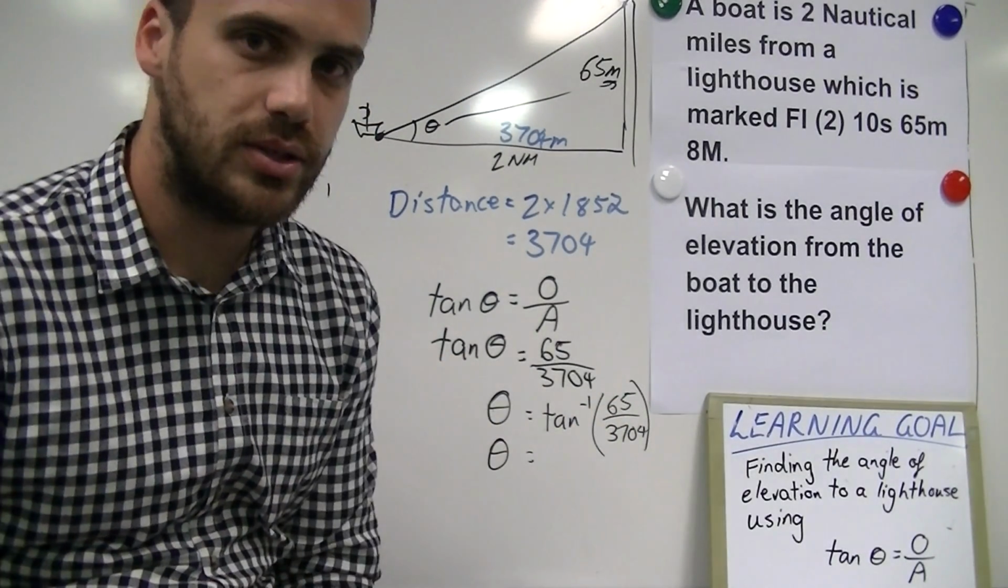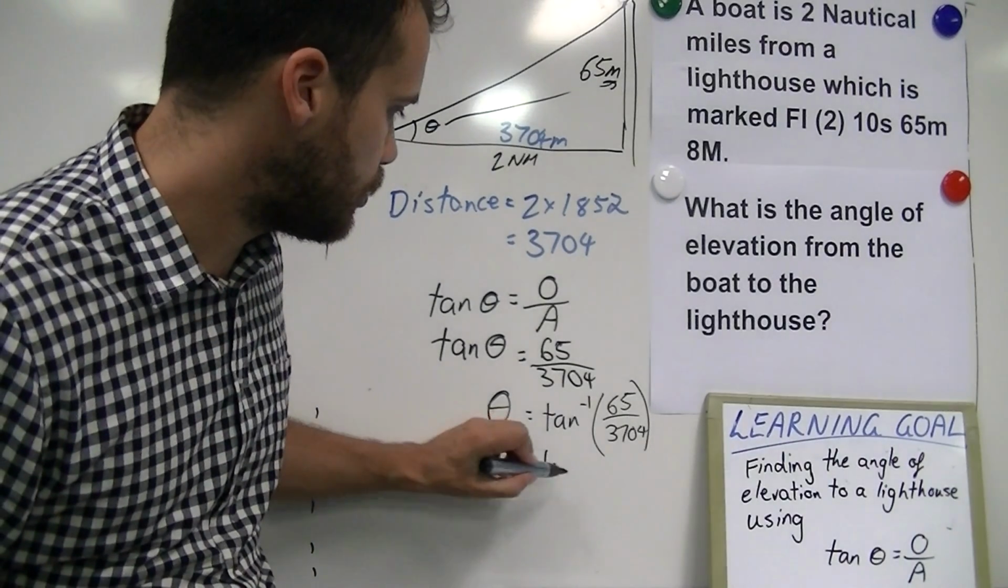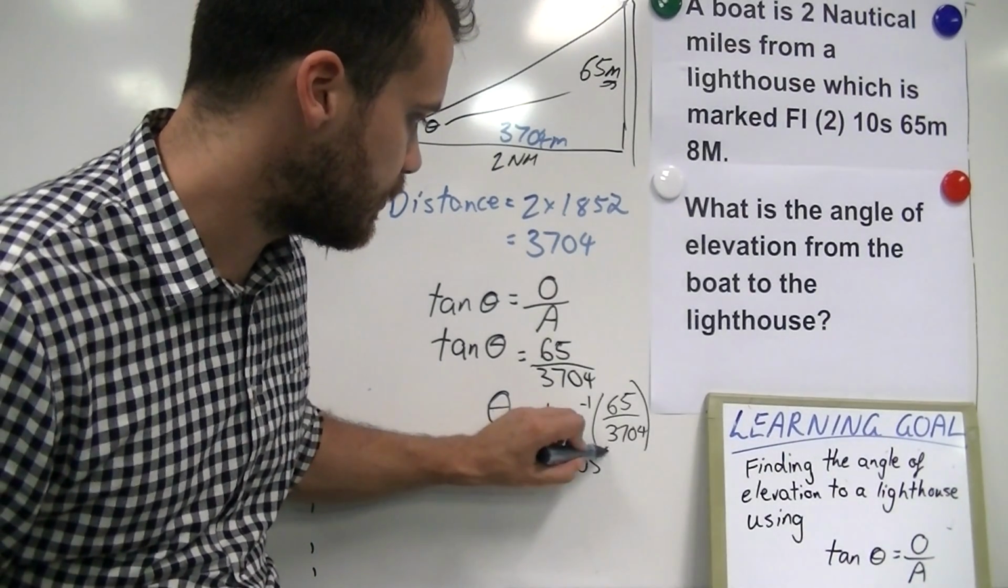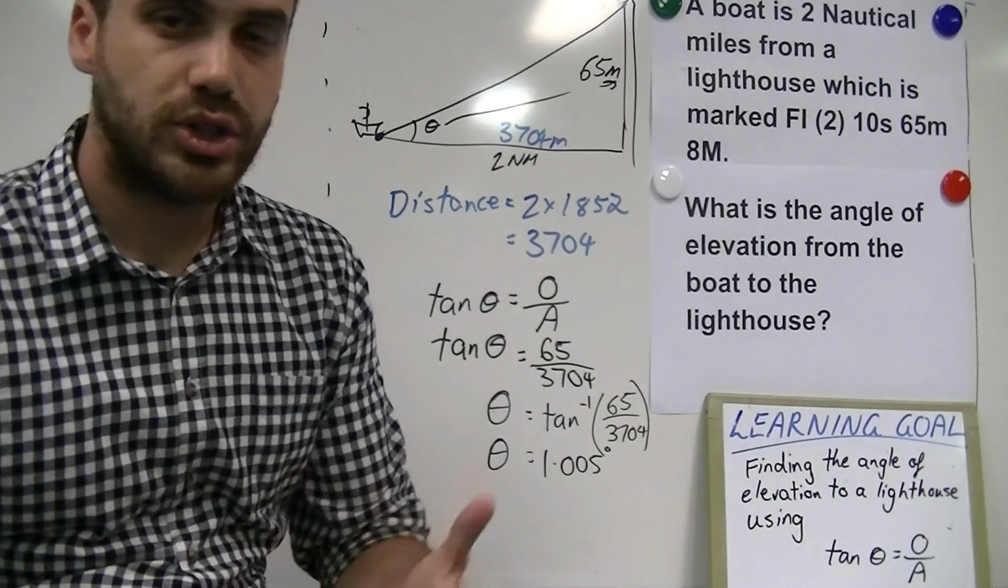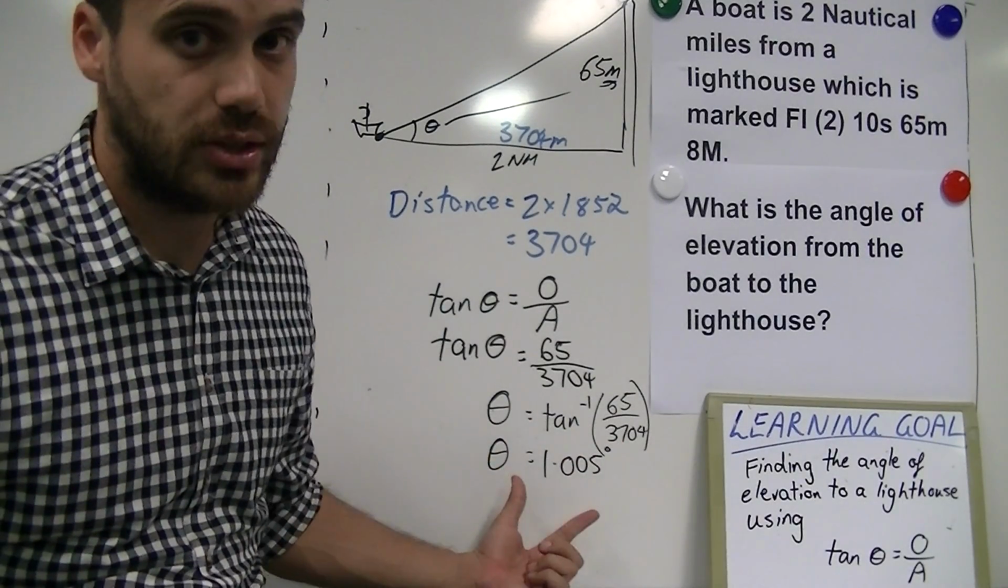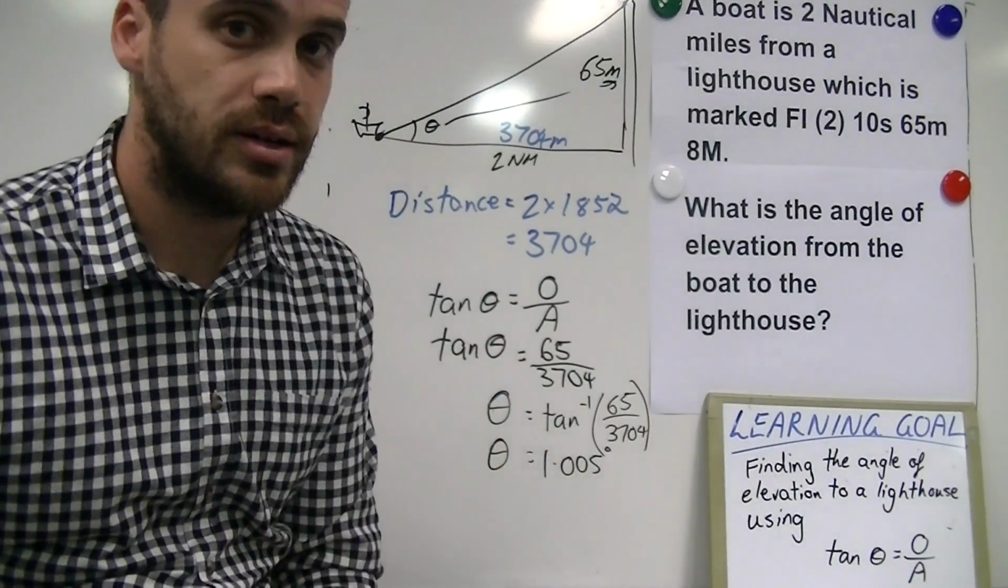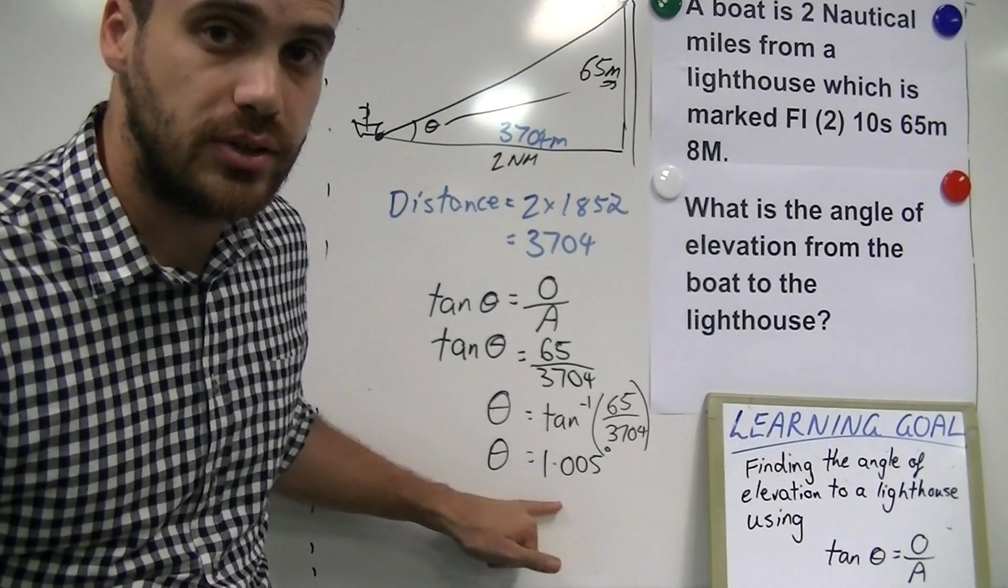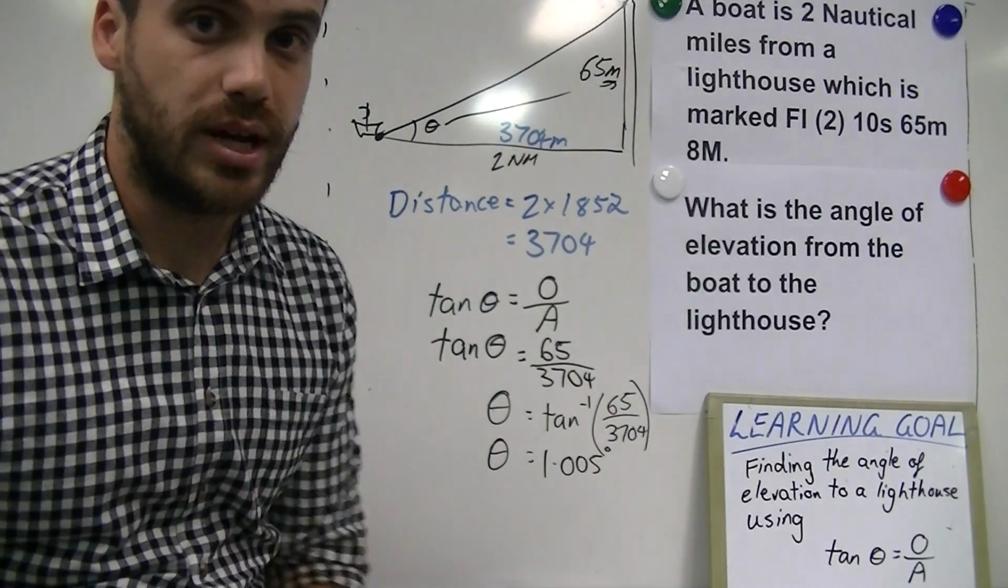Now when you type that into your calculator, you'll get something like 1.005 degrees. Now make sure that if you don't get that answer, check your calculator. Make sure that you check that you are in degrees, not radians.